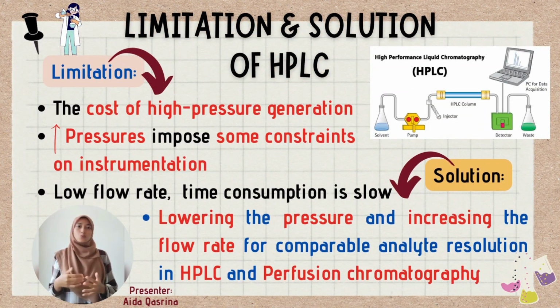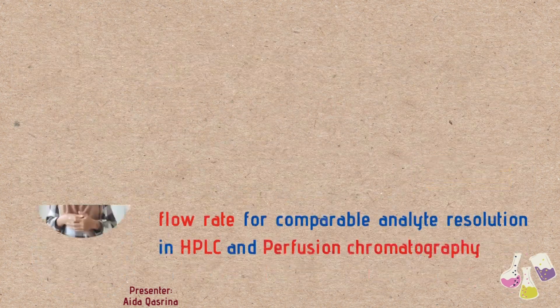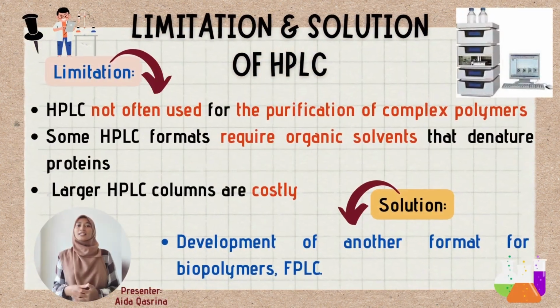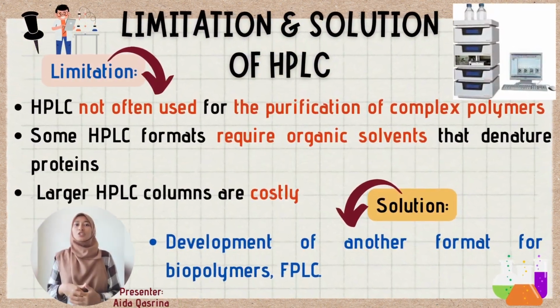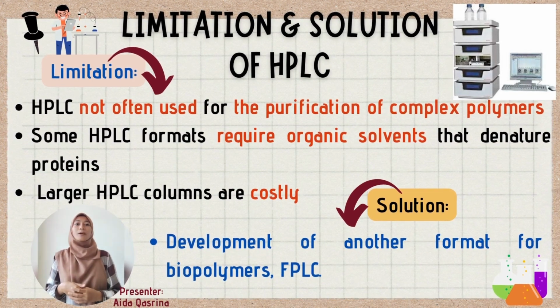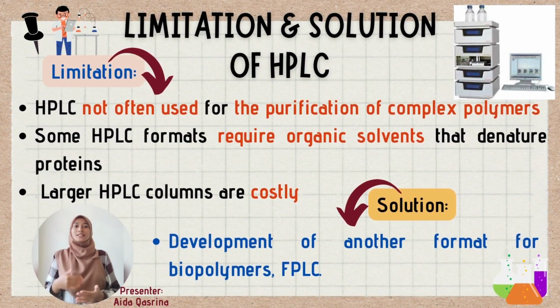HPLC has limits as well, such as the cost of high pressure generation. High pressures impose some constraints on instrumentation. Relatively, it has low flow rates. As a result, time consumption is also slow. These issues can be solved by lowering the pressure and increasing the flow rate for comparable analyte resolution in HPLC and perfusion chromatography. Next, the instrumentation can be made to withstand high pressure by considering cost economics for better resolution than HPLC, which is UPLC.